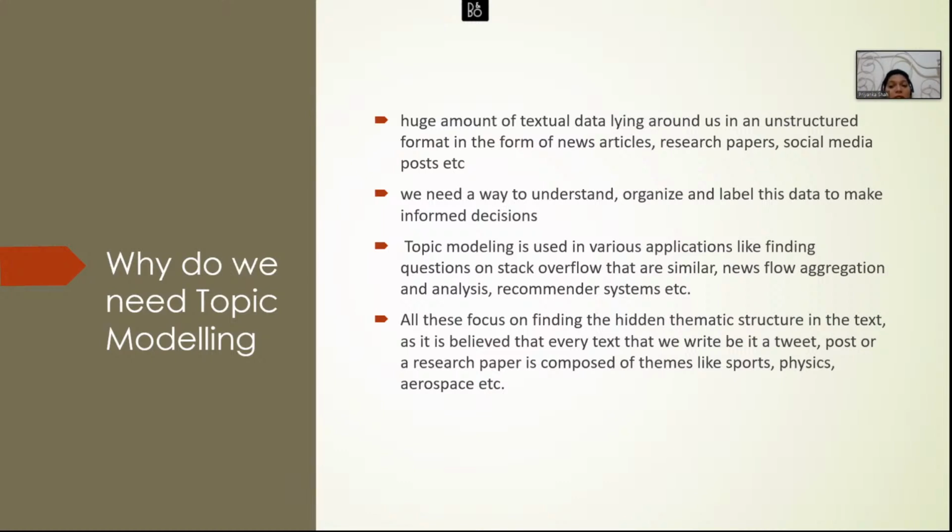And it could also be used for finding hidden thematic structure in the text. So, for example, if I'm writing a tweet or I'm putting out something on Facebook or on any social media channel, I'm writing about something. There's a motive behind that. Maybe I'm tweeting about my emotions. Maybe I'm tweeting about the recent happenings. So anything that you write about is going to fall in some particular topic or theme, and the focus of topic modeling is to gauge that, to understand the underlying pattern.